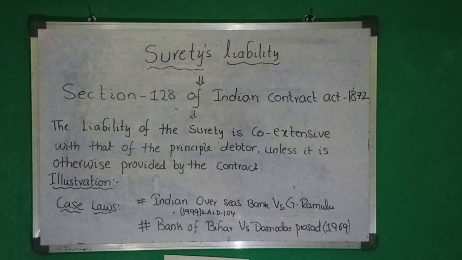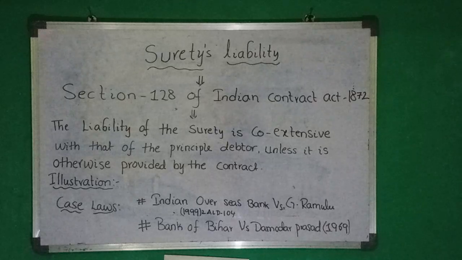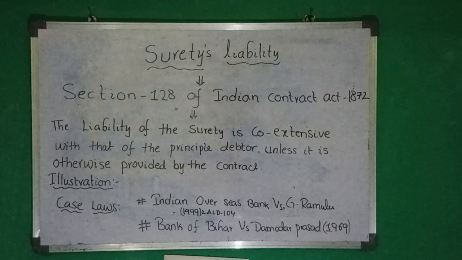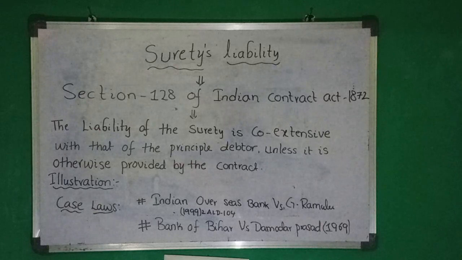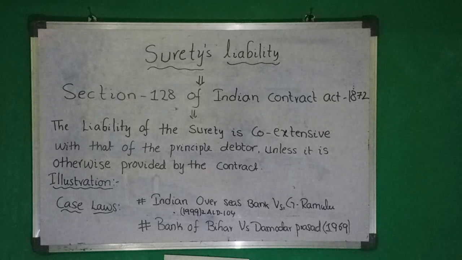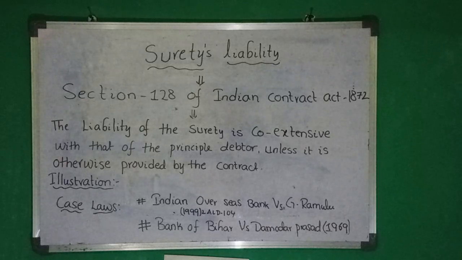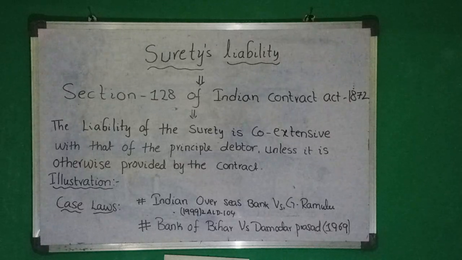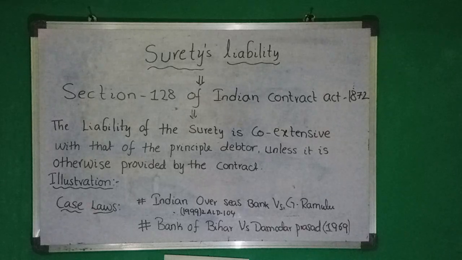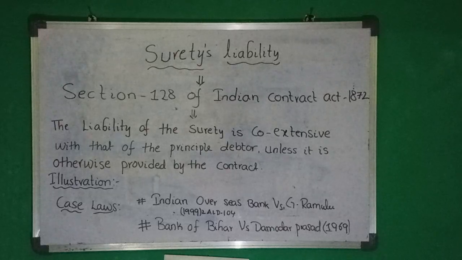The liability of the surety is coextensive with that of the principal debtor unless it is otherwise provided by the contract. If we go through the illustration of this particular section, the illustration is: A guarantees to B the payment of a bill of exchange by C, the acceptor. The bill is dishonored by C.